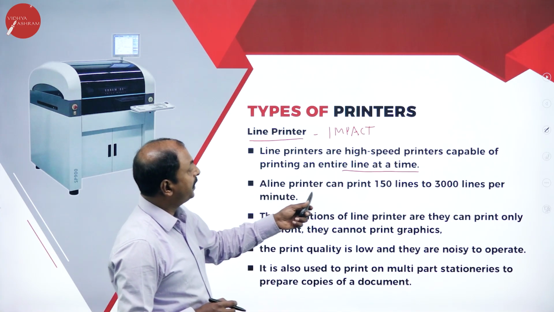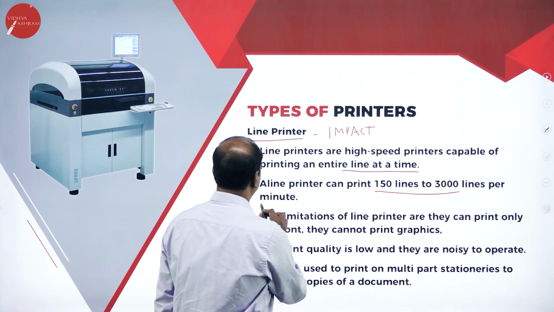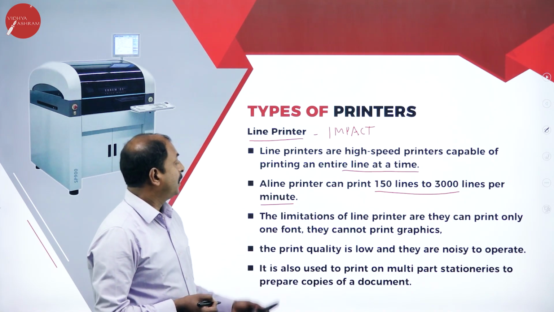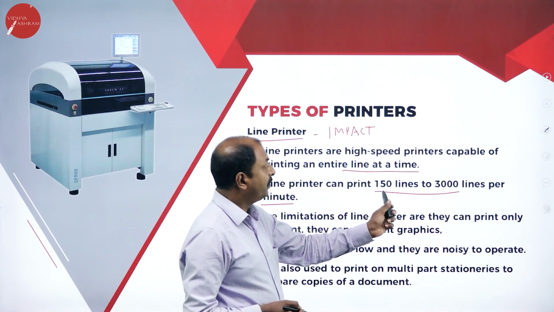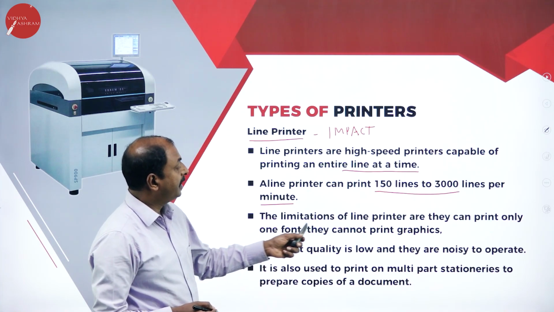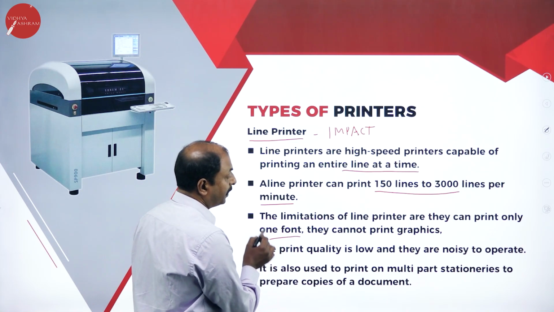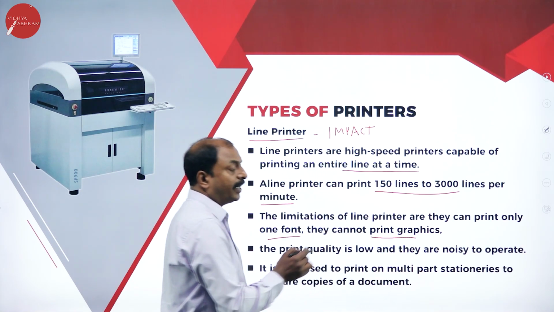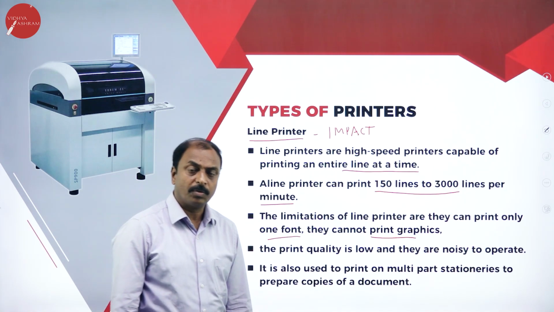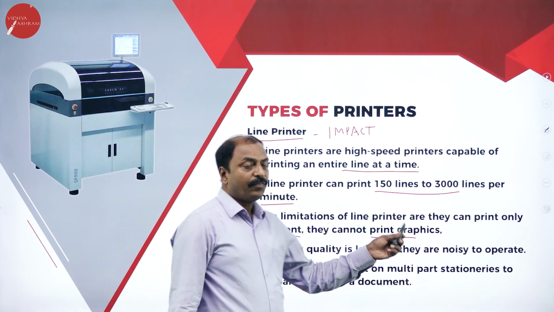And a line printer can print 150 lines to 3000 lines per minute. See, this is the speed of line printers. And the limitation of line printers is that they can print only one font. They cannot print graphics. Generally, we use impact printers only to print a document or text, and we are not using them to print graphics.